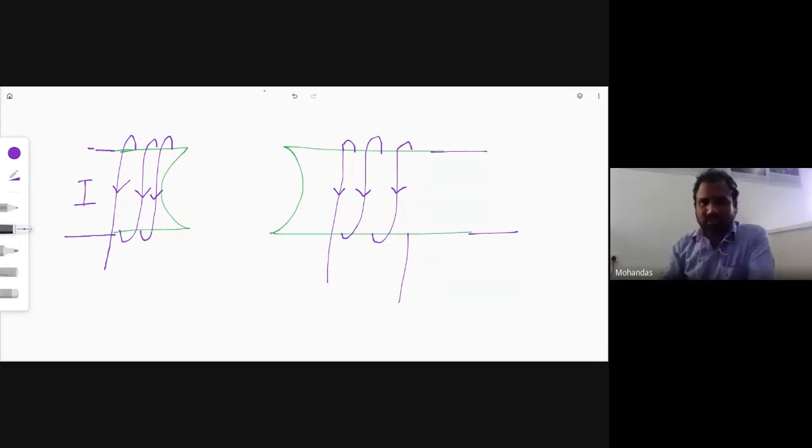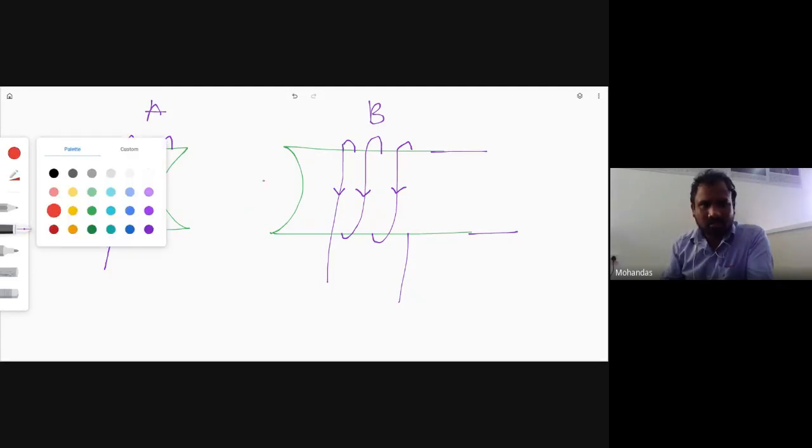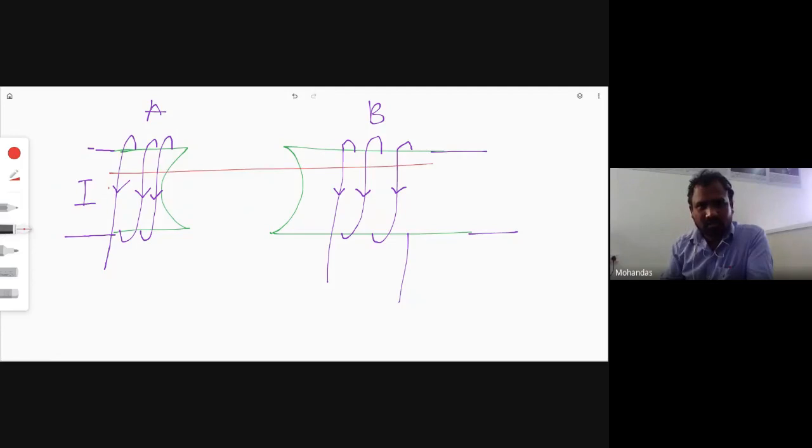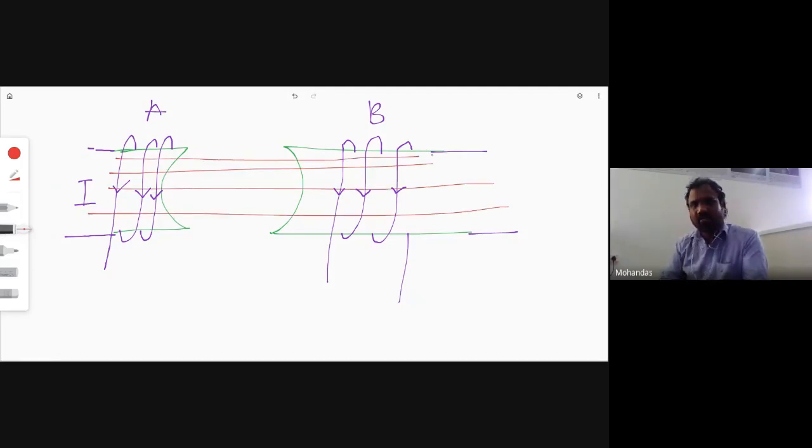Left to right. In this case, let us take this as coil A and this as coil B. In both coil A and coil B, the magnetic flux flows from left to right. Let me take another color here. What are these red color lines? Flux. What are the red color lines? They are magnetic field lines.